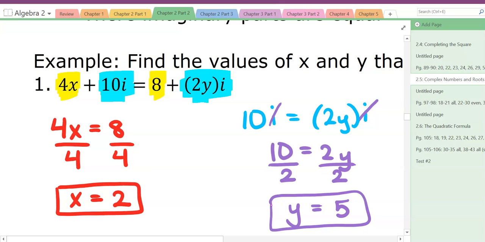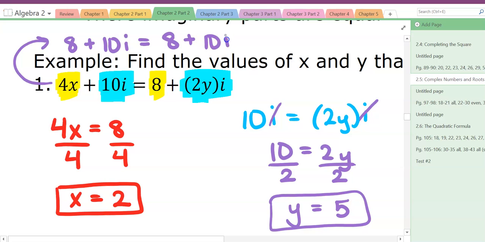So if I took my x and my y now, and I plugged it back in up here, I'm just going to do this above the problem. 4 times x, so that'd be 4 times 2 is 8, plus 10i. Now on the other side I have 8 plus 2y, so 2 times 5 would be 10, and then there's an i. So I did get 8 plus 10i, 8 plus 10i, after I plug my x and my y values back in. So they are equal, which is why we're able to do that. We're able to solve for x and y to figure out what they need to be in order for these sentences to equal each other.